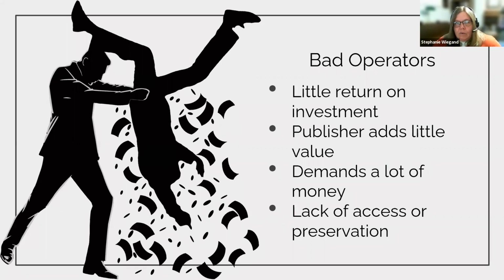Secondly, as librarians and academia, we object to paying for access and preservation of something that there's no guarantee will be preserved or accessible down the road. And we worry that parts of the scholarly record are just simply going to disappear.